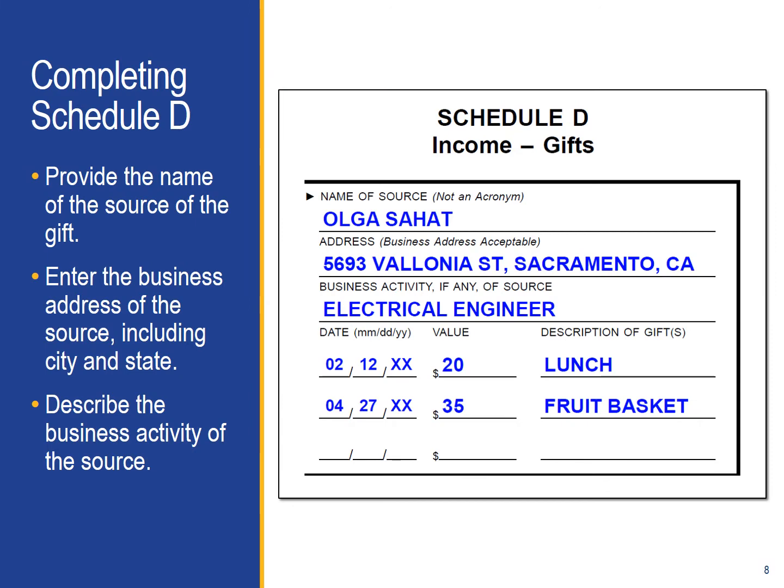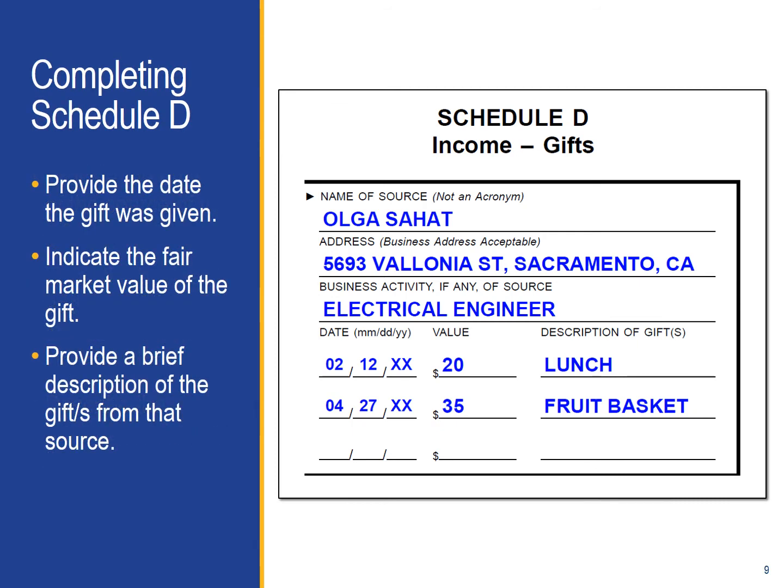When reporting gifts, you must disclose the name of the person or entity who gave you the gift, the source, as well as the source's business address and business activity. You must also provide the date you received the gift, the fair market value of the gift, and a brief description of it. Please note that the fair market value is what any member of the public would pay for the item.